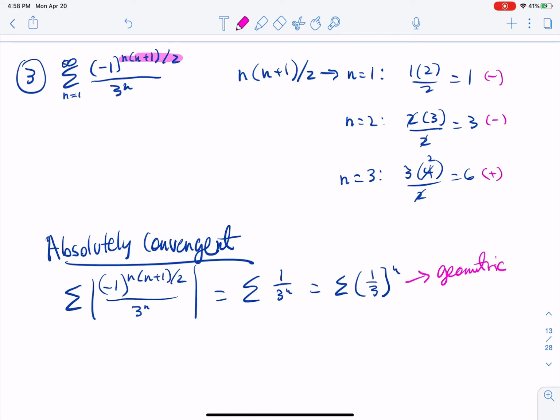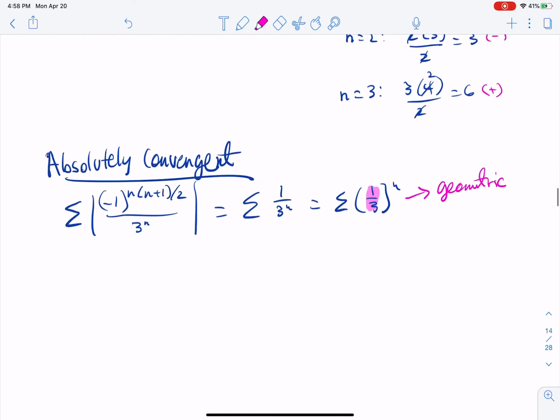Geometric, very easy to work with. You look at the common ratio right here, and our common ratio is equal to 1/3. Its absolute value is less than 1. This is a convergent geometric series.